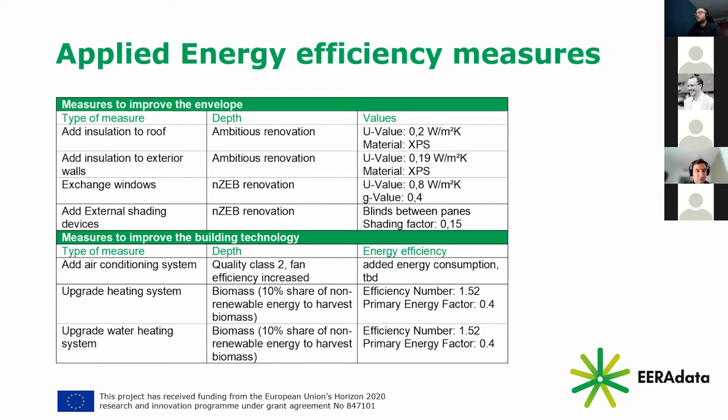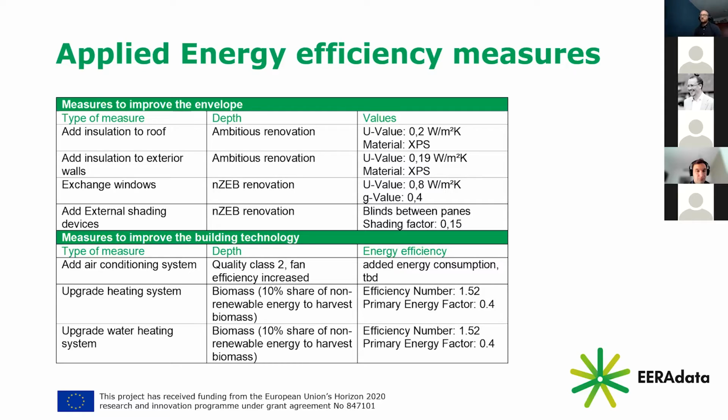So for this example, we applied a certain amount of energy efficiency measures. In the final tool, you can decide by yourself what kind of energy efficiency measures you want to apply and what levels you have, what U values you want to reach. So we will provide a set of renovation measures, but in an expert mode, you can also create your own renovation measures. Add insulation to the roof was one of the things, add insulation to exterior walls, exchange windows, external shading devices, and add air conditioning system, upgrade heating system, upgrade water heating system.